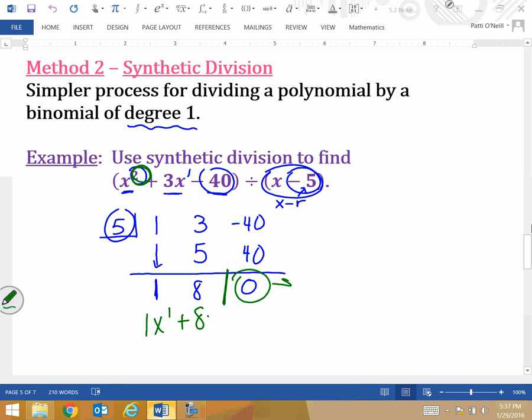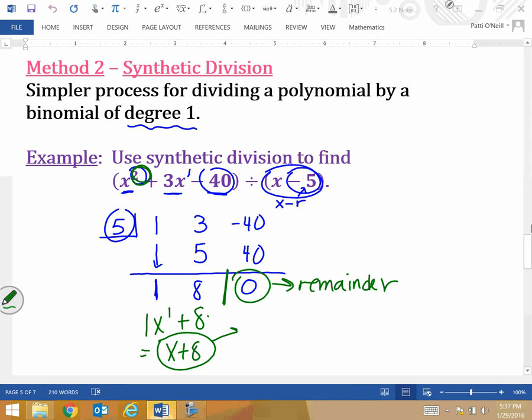This number here is our remainder. So because we got 0, there's no remainder to this problem, and that means our final answer I could just write is x plus 8. So x squared plus 3x minus 40 divided by x minus 5, excuse me, is equal to x plus 8. I think we saw that earlier in the other problem, didn't we?